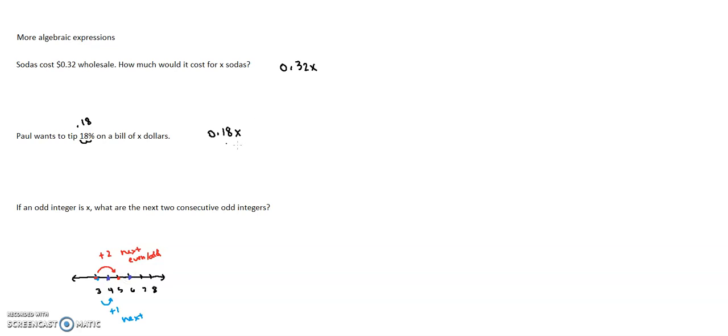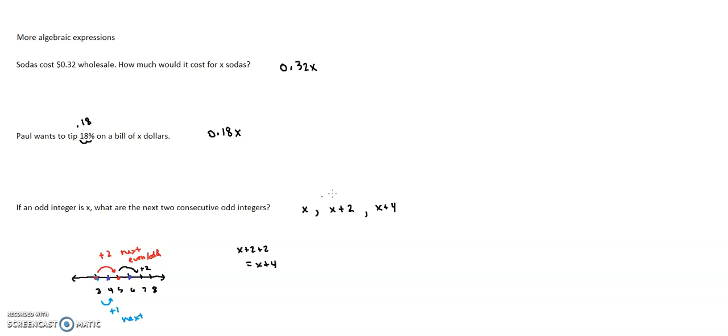Okay, so now let's go back to the problem at hand. It says an odd integer is x. What are the next two consecutive odd integers? Okay, so we have x. The next odd integer would be x plus 2. And then the next odd integer after that, we're going to have to add 2 again. So we add 2 and then add 2, so from the original one we're going to be adding 4. You can either think of it as adding 4 to the original one or doing x plus 2 plus 2. Either way, you're going to get x plus 4.